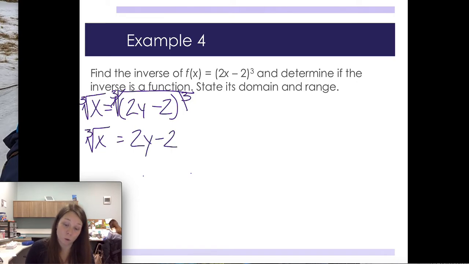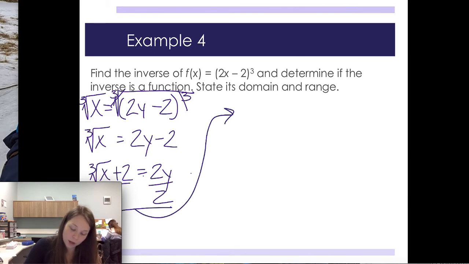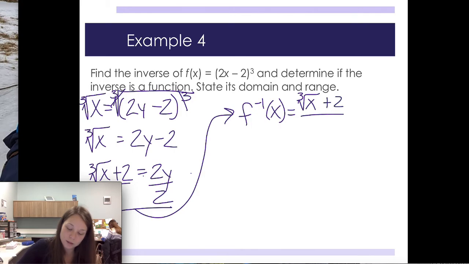Solving the rest of the way for y, I'm going to add 2 to both sides. So I will get the cubed root of x, plus 2, equals 2y. Be careful because that plus 2 is not underneath the root sign, it's on the outside. And last, I divide by 2. And I end up with my inverse function, f inverse of x equals the cubed root of x, plus 2, divided by 2. You don't have to worry about simplifying this. You can leave it as a fraction as is.